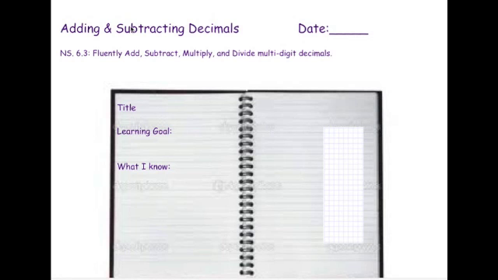Today's lesson is on adding and subtracting decimals, and your standard is to fluently add, subtract, multiply, and divide multi-digit decimals. Today we're only focusing on adding and subtracting, but tomorrow or on your next lecture you'll be focusing on multiplying and dividing. So don't worry, we're getting to it.